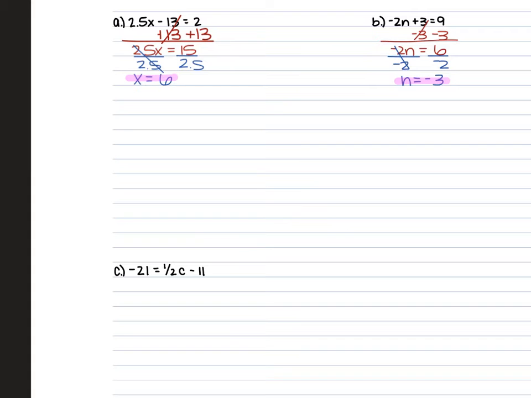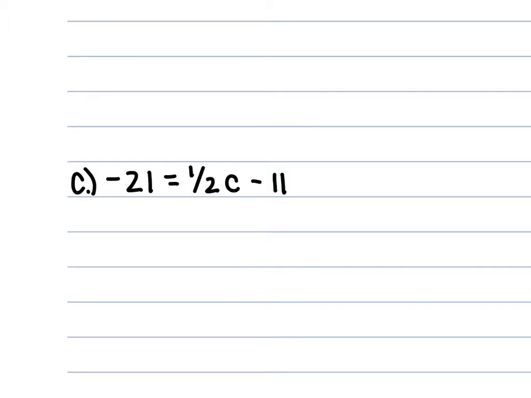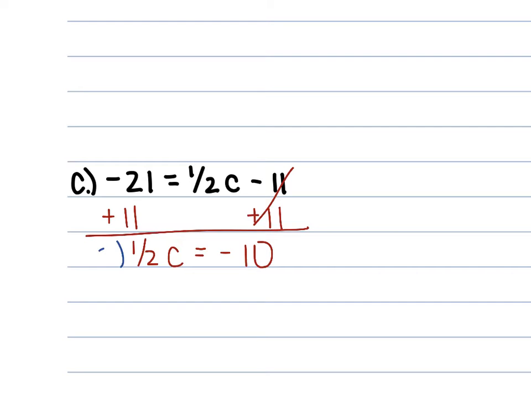For C, we have negative 21 is equal to 1/2 C minus 11. So we're going to add the 11 to both sides. We get 1/2 C is equal to negative 10. We multiply each side by the reciprocal. So C is equal to negative 20.